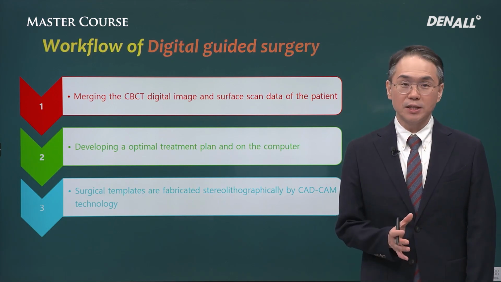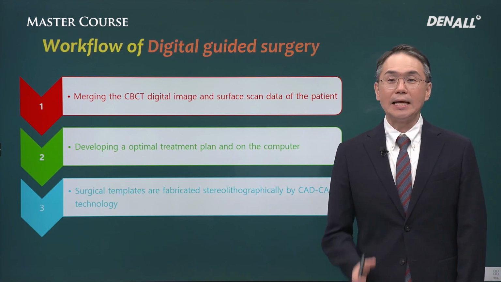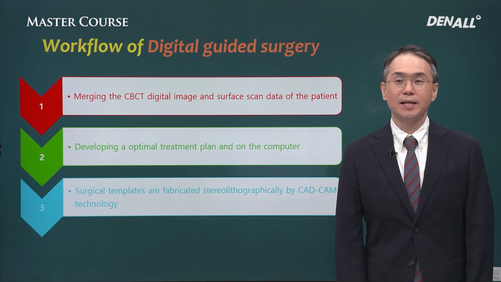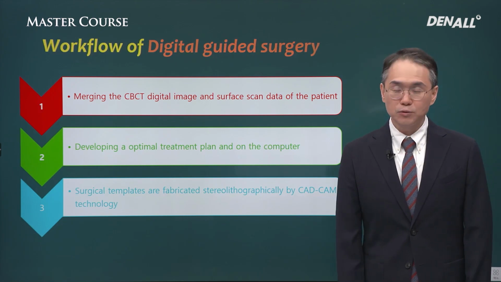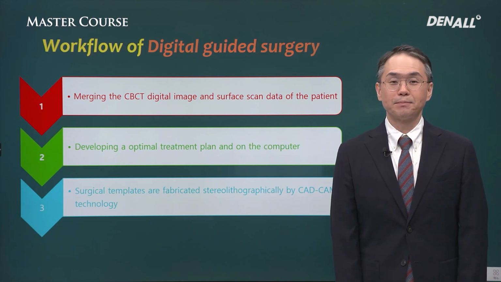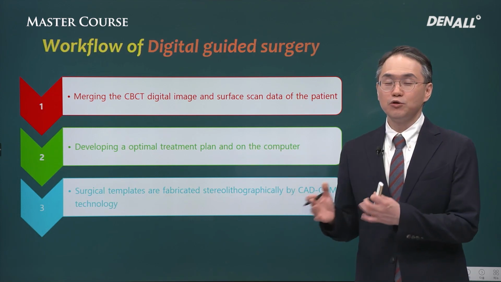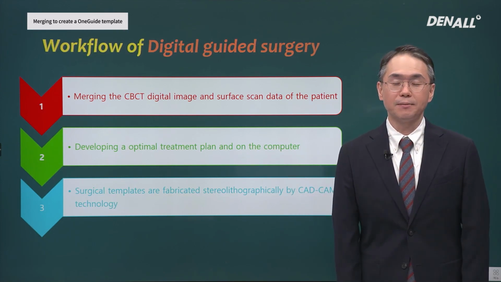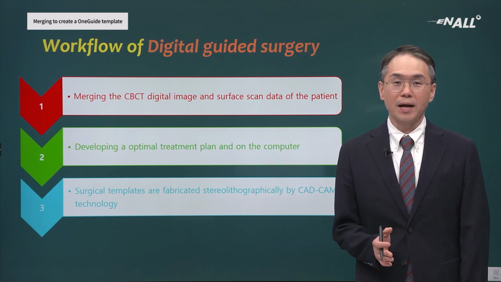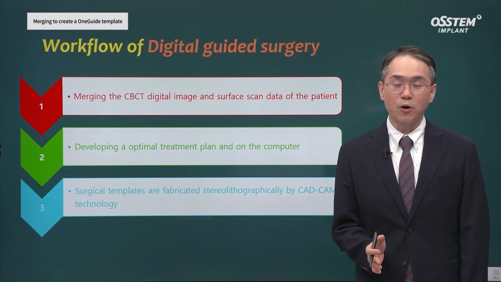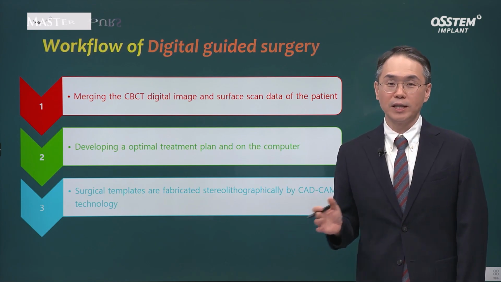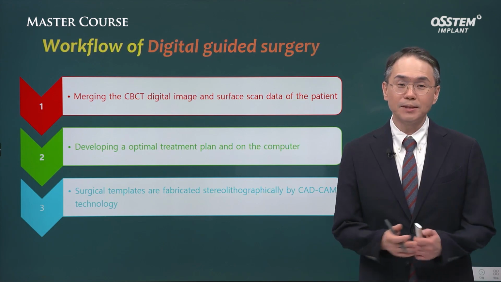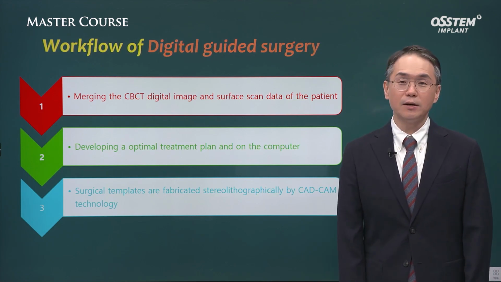You need to take a CT and you need to get the surface data, either by intraoral scanning or by taking an impression. You need to get scan data on the information of tooth and gingiva. Once sent to the Osstem Digital Center, the two data are merged. In other words, the DICOM file from CT and the STL file from the intraoral scanner or through model scanning are combined. This process is referred to as merging.